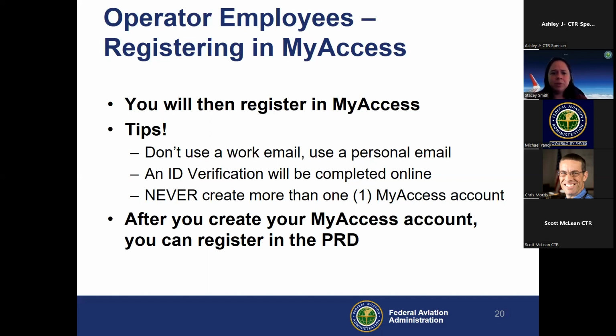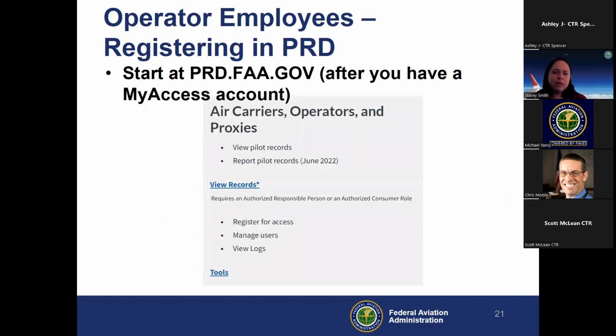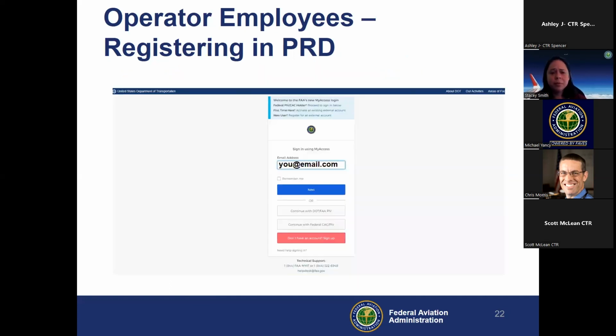So once you've completed the process to create that MyAccess account, we'll go back over to the PRD website at prd.faa.gov. And this time you'll select tools to register for your access. It'll bring you to the page to log in, enter your email, select next, then you'll enter your password.